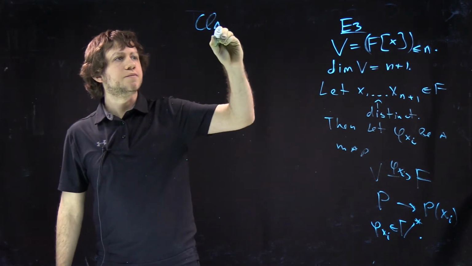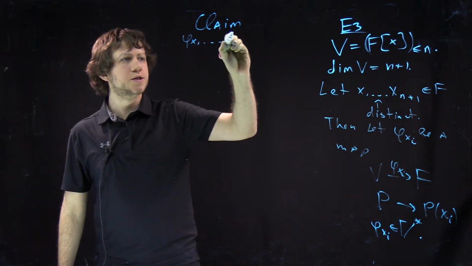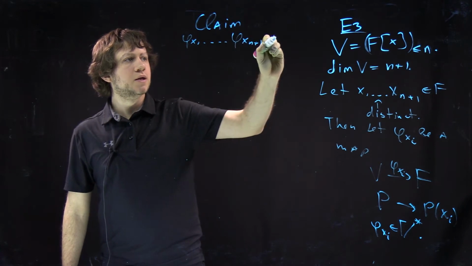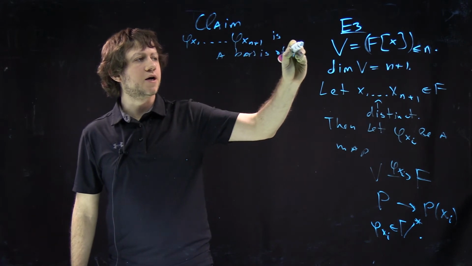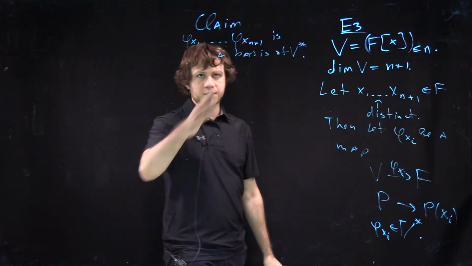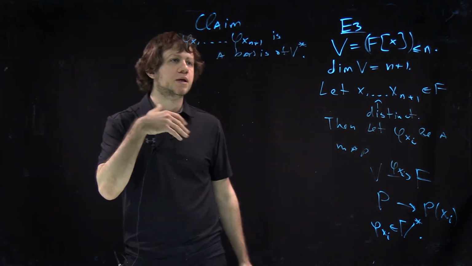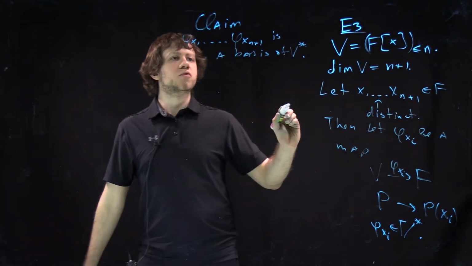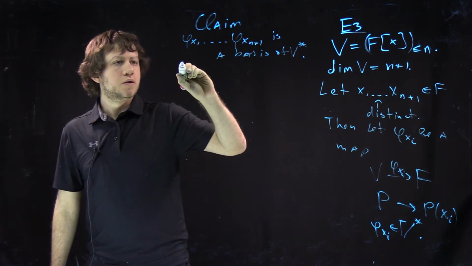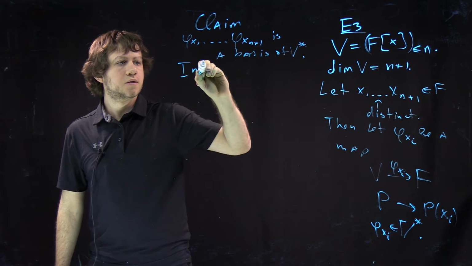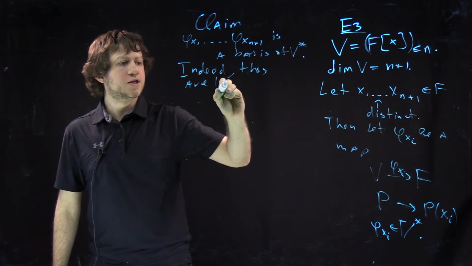And I claim that phi_{x1}, ..., phi_{x_{n+1}} is a basis of V star. The number equals the dimension, so it's enough to prove that they are linearly independent or that they generate the whole space. So let's prove that they are linearly independent.